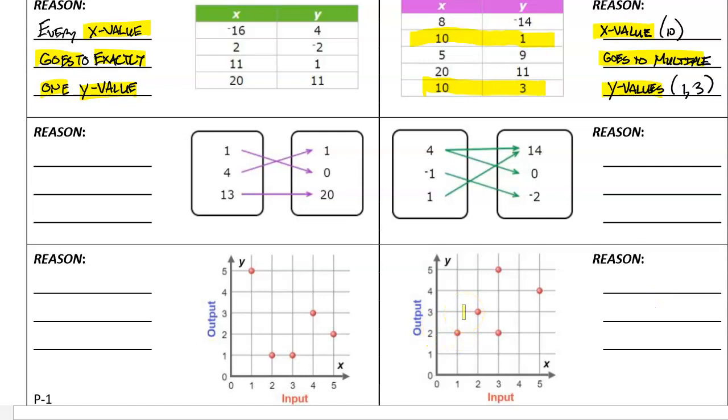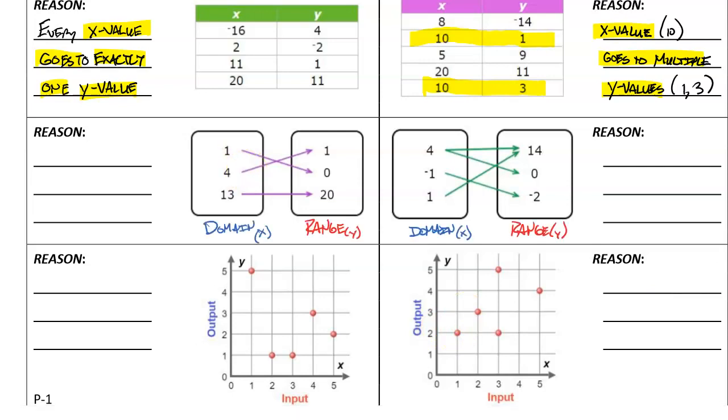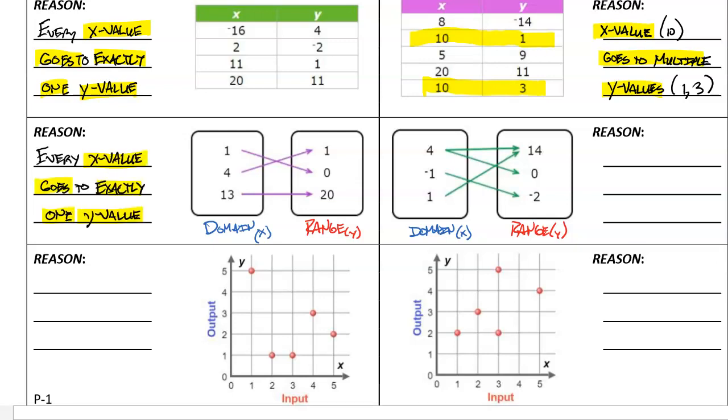Looking at the mapping diagram, we can see that we have our domain and range, left and right. And in our function example, we see that the x values of 1, 4, and 13 all go to one unique y value. So once again, we have the same reasoning. Every x value goes to exactly one y value.